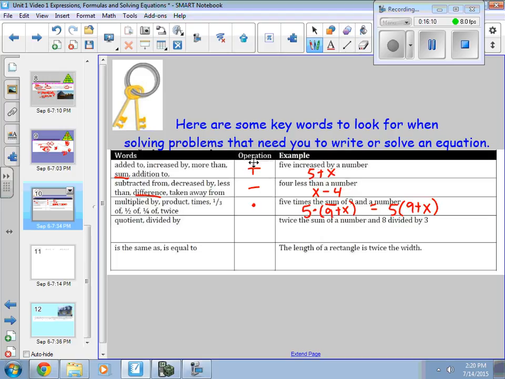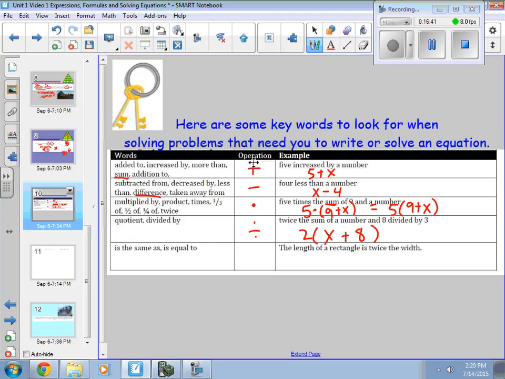All right, quotient, divided by, those are two things for division. This next one says twice the sum of a number and 8, divided by 3. Okay, so twice. We see that that's something for multiplying, so 2 times the sum. We're multiplying to a sum, so things must be being added here in a parentheses. A number, we don't know what that is, and 8.